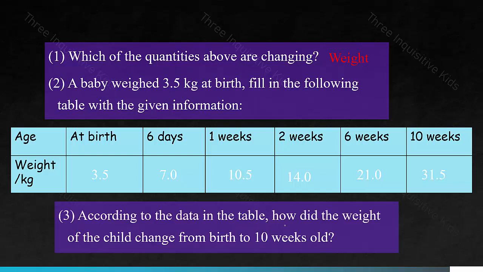According to the data in the table, how did the weight of the child change from birth to 10 weeks old? So can we find any pattern? Well, when we went from its birth to 6 days, you can see that it increased by 3.5. When it went from 6 days to 1 week, it added 3.5 kg, and so on.